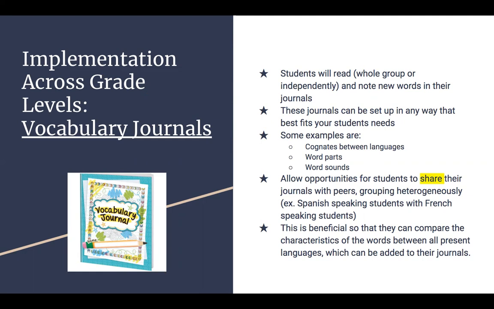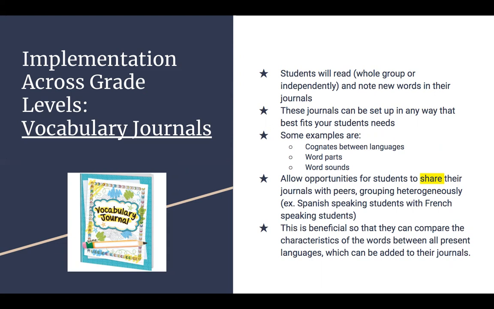So the first strategy we're going to look at is vocabulary journals, which I'm sure we are all somewhat familiar with. So for these specific vocabulary journals, students will read either in whole group or independently. It works either way, and they will note new words in their journal. These journals can be set up in any way that best fits your students' needs or how your classroom is run or the topics that you are working with. So some examples of how to set these journals up would be cognates between languages, word parts, and word sounds.